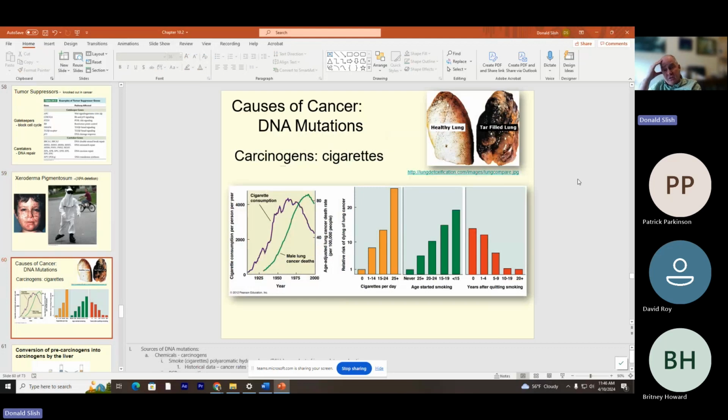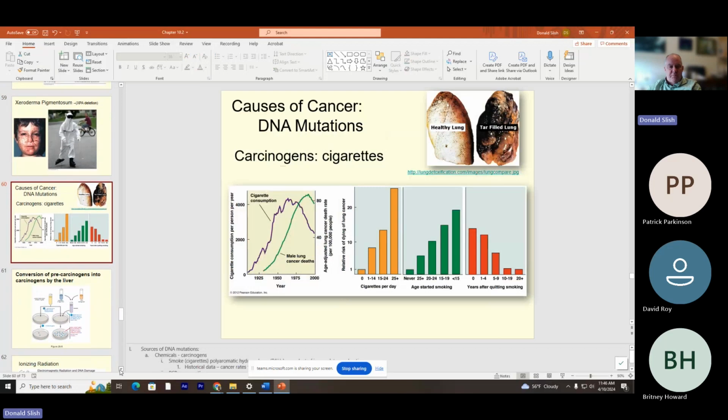God, when I was in high school, this is like in the 70s, it's like, oh, I don't want to start smoking. Smoking causes cancer. Here we are, 40 years later, people are still smoking cigarettes. I don't get it.